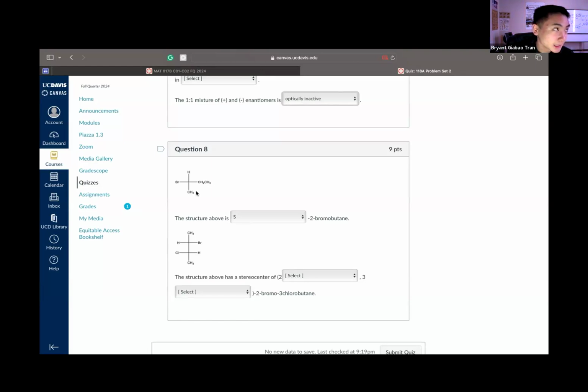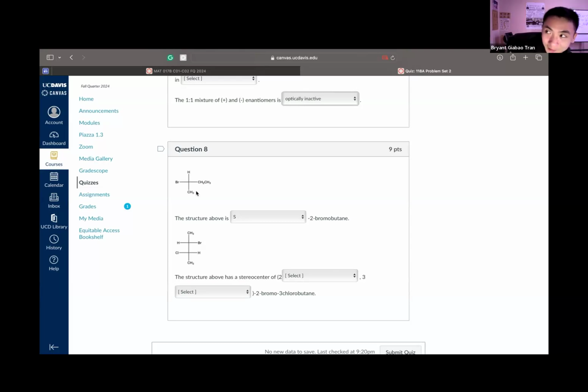And when we assign R and S, which direction do we want the lowest priority group? We want the lowest priority group away from us, meaning that would be in a dash. And if it's not, let's say the heaviest atom or group is a dash, we would want to flip it, meaning you would flip the R and S.